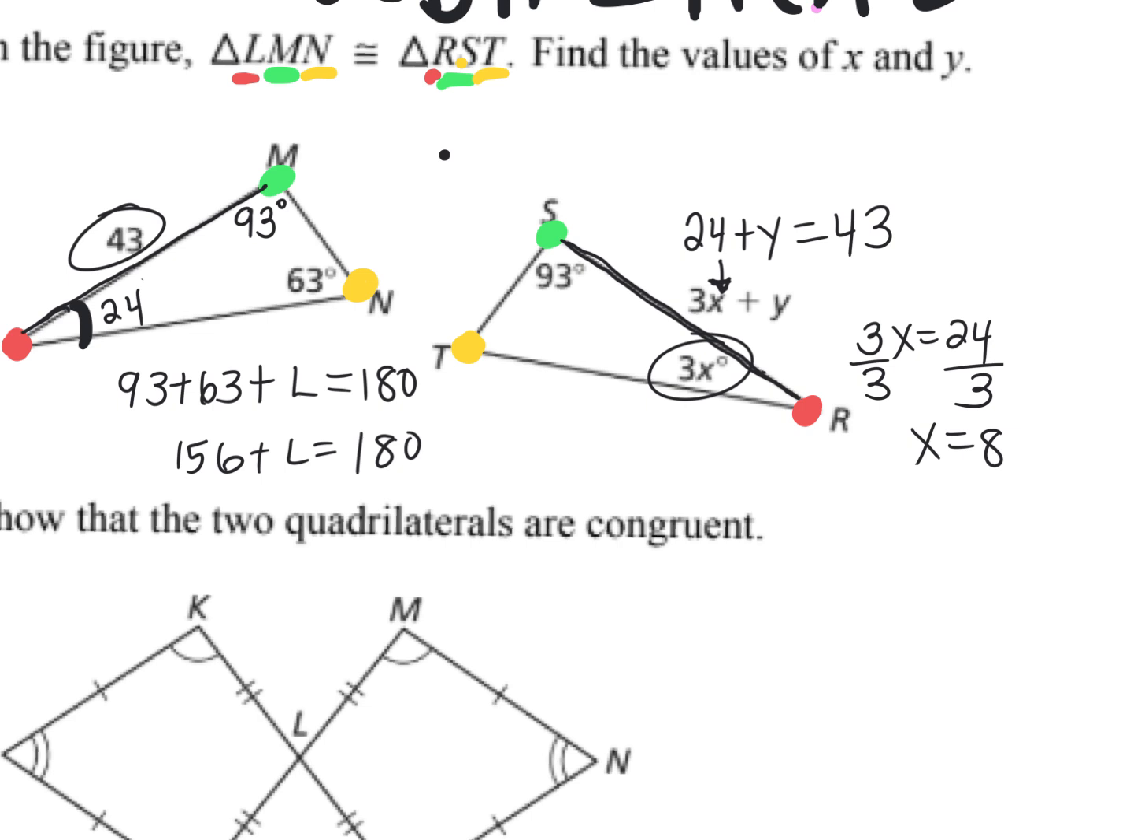And I would subtract 24 from both sides. What's 43 minus 24 going to give you? I believe it's 19, right? So that gives me x is 8 and y is 19. Okay?